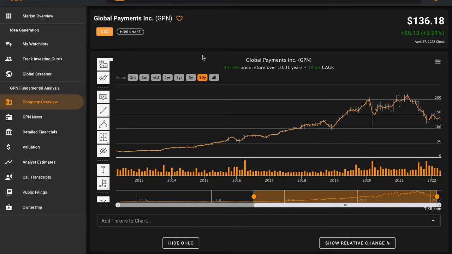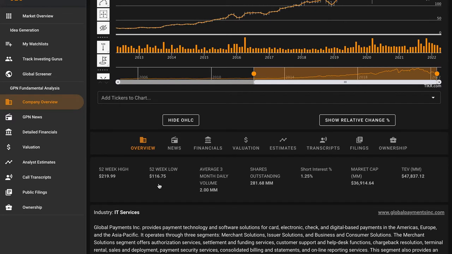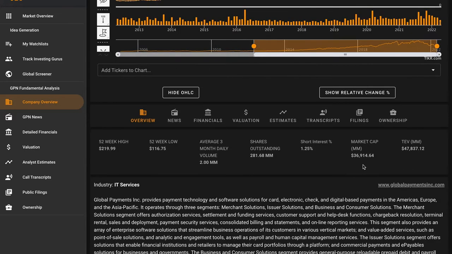However, over the past 10 years, Global Payments has done quite well, beating the S&P 500 and returning a 19.5% compounded annual growth rate. So we can see that Global Payments is about $20 over its 52-week low, which is down quite a bit from its 52-week high of about $220 a share. Global Payments is a large company with nearly a $37 billion market cap.